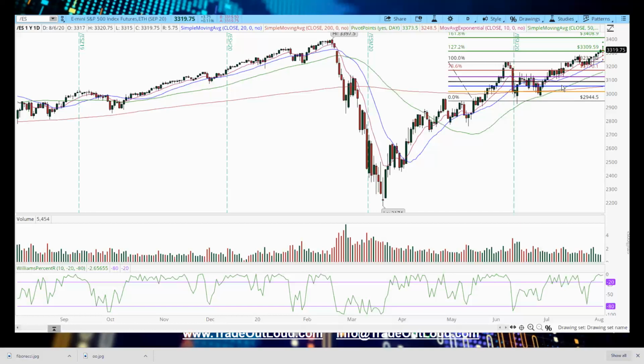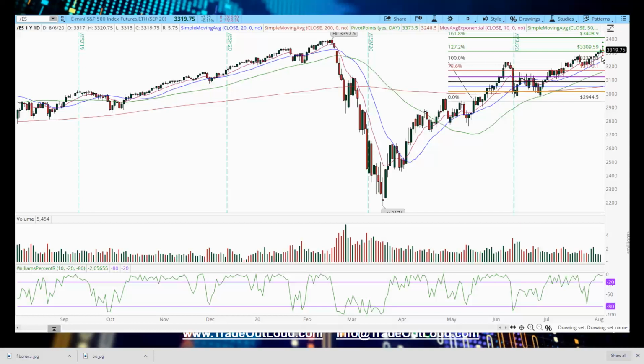Take a look at what the common denominator is here. So we had a bounce off the 50 SMA, we had the elevation in price, and then within the fib, we have a confluence level right here. We had a confluence from the 20 SMA and the 61.8 fib that rode the price higher.